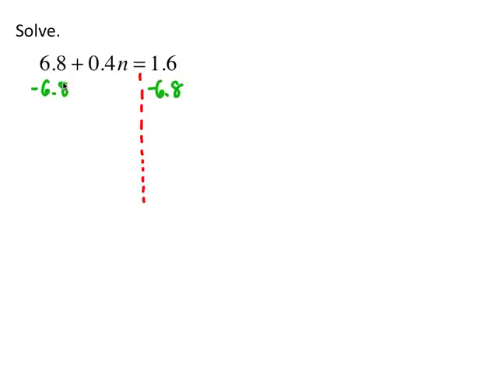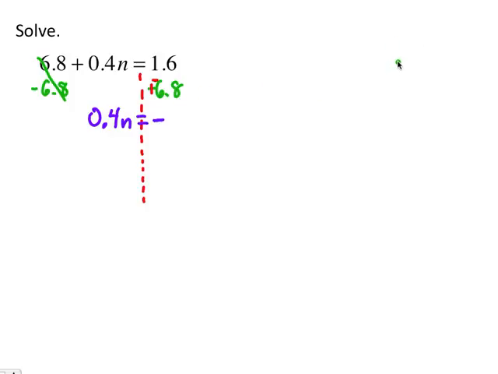Okay, so 6.8 minus 6.8, that's 0. That's what we want to have happen. And so on the left side, all we have left is 0.4n. Now the right side, we're subtracting, or if we want to, we can add the opposite. That might help us out. So we're adding and the signs are different. That means we need to be subtracting. We take the sign of the bigger one, and the bigger one is negative. So we know our answer will be negative here, but then we need to subtract them.